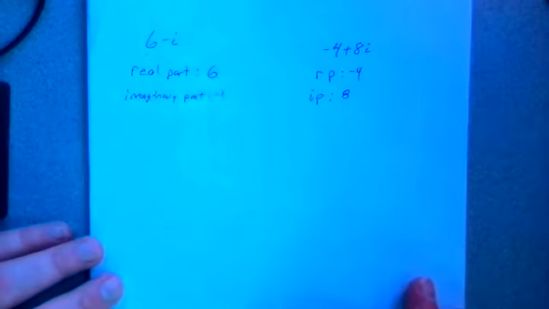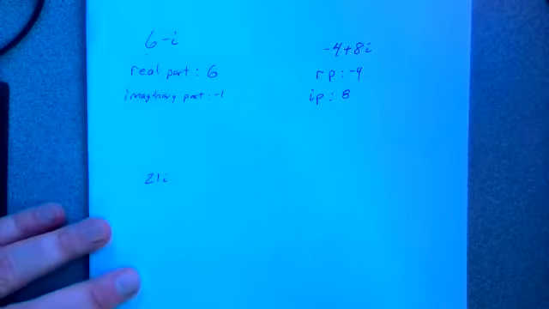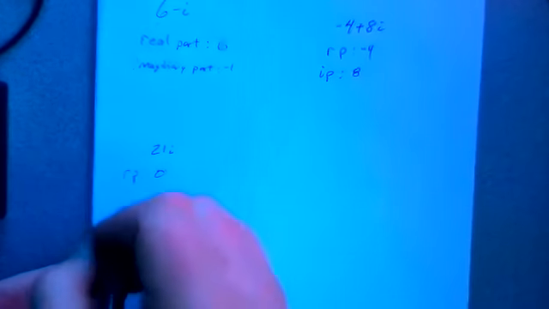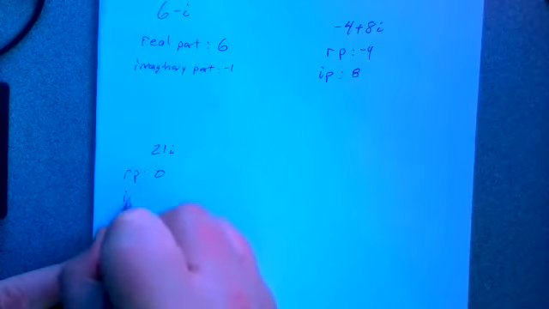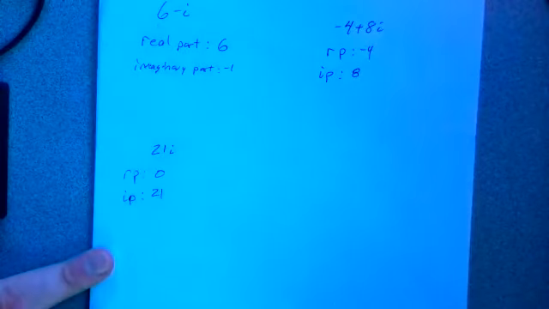Now, let's take a look. What if I just had like 21i? What about the number 21i? This complex number, what's the real part? What's that number here in front? There you don't see one, and neither do I. So that real part would be 0. The imaginary part would then be 21.